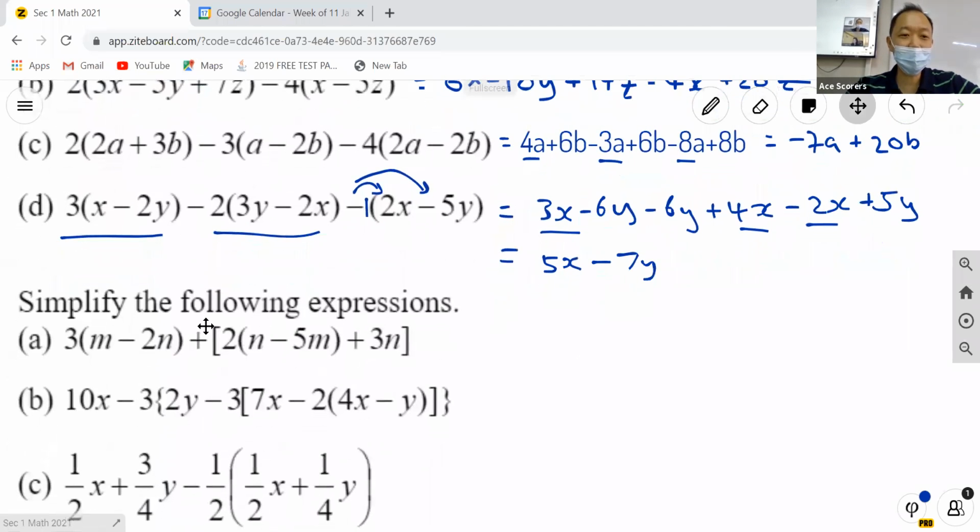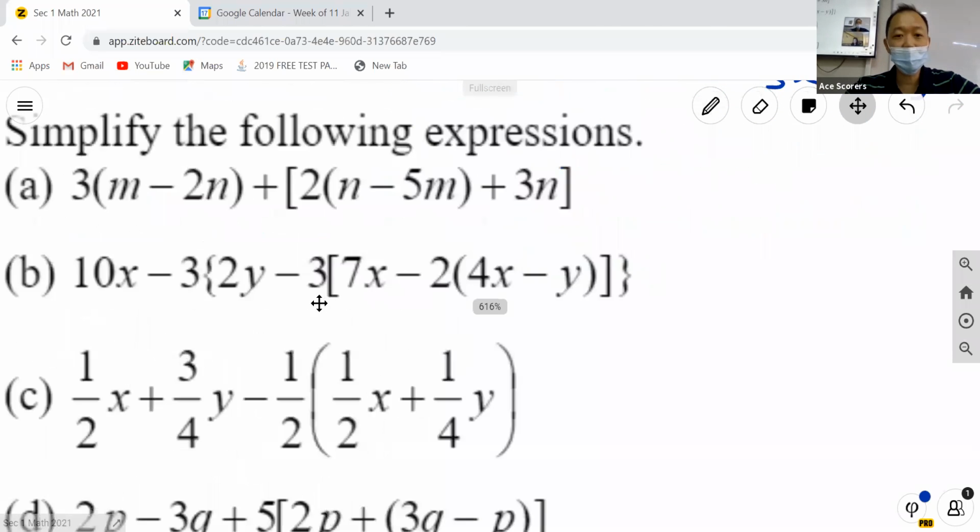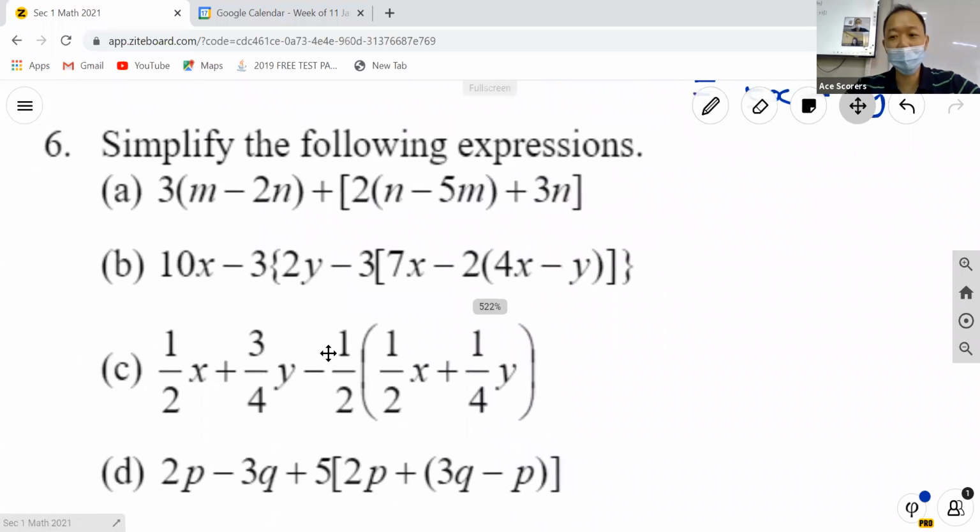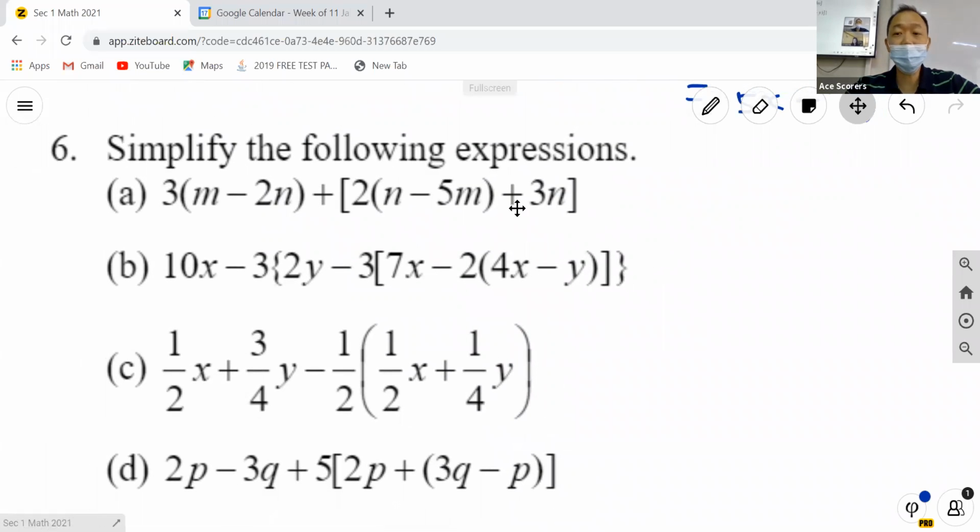Okay, so now even more complicated brackets. So I need to explain this bracketing stuff. Now there are three categories of brackets that you will encounter in secondary school. First one is what we call the curve bracket, this one. Second type of bracket is the box, this one, square bracket. And the third type is this curly bracket. So there are three levels of bracket.